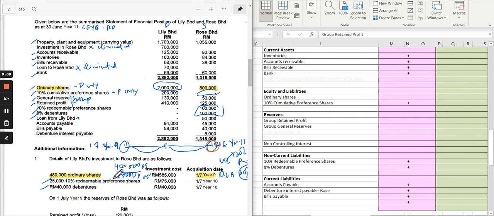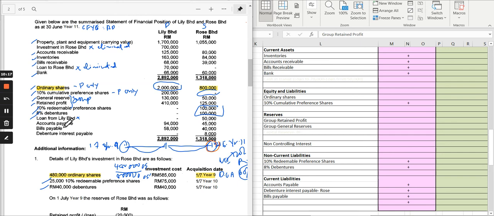So we include that. The percentage acquired, you can calculate later by taking this 25,000 and dividing it by the redeemable preference shares in the subsidiary. Same goes for the debenture. You will take the 40,000 divided by the RM100,000 debenture in the subsidiary, and you'll be able to get the percentage. But bear in mind there is no non-controlling interest for these two items of financial instruments because they are not shares.